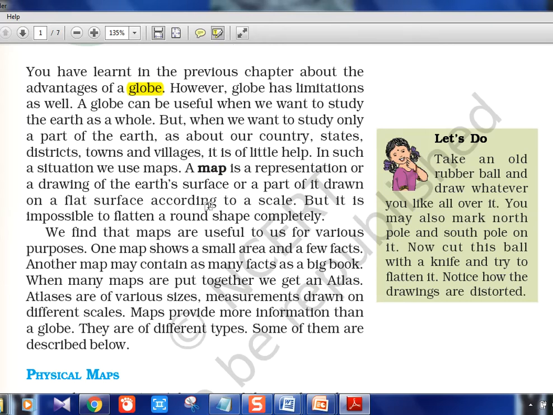Okay, according to a scale. So scale is always there for a map. But you know, you cannot do that round shape in a map. So that is why we have that flat map which we always see, the world map, which we use for our preparation also, because UPSC always asks questions from map also.